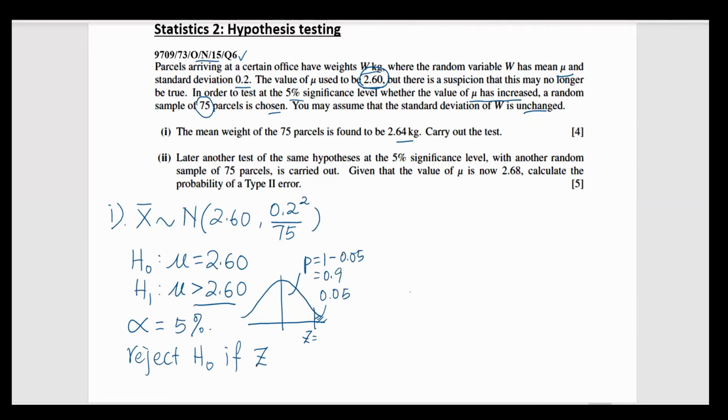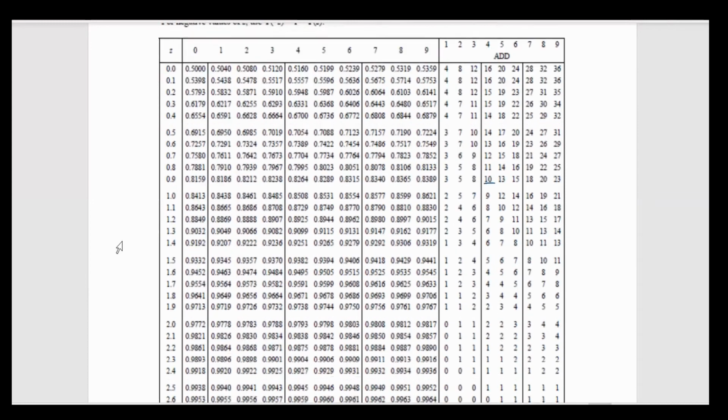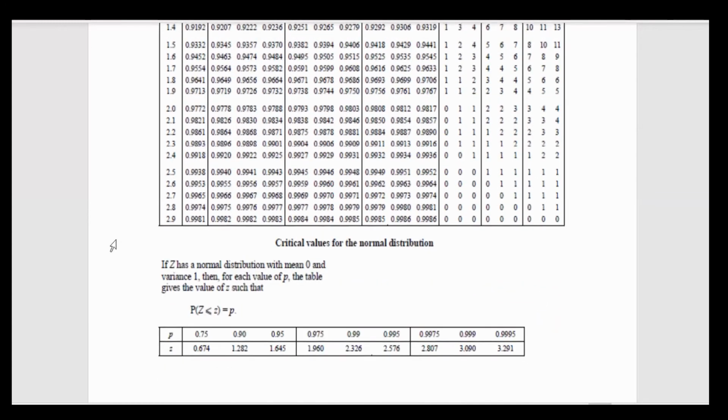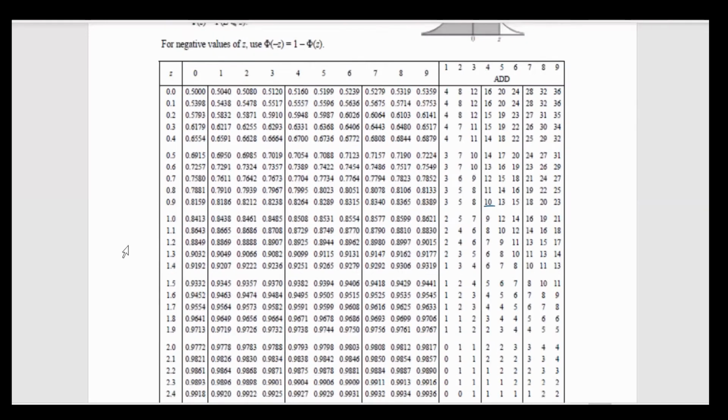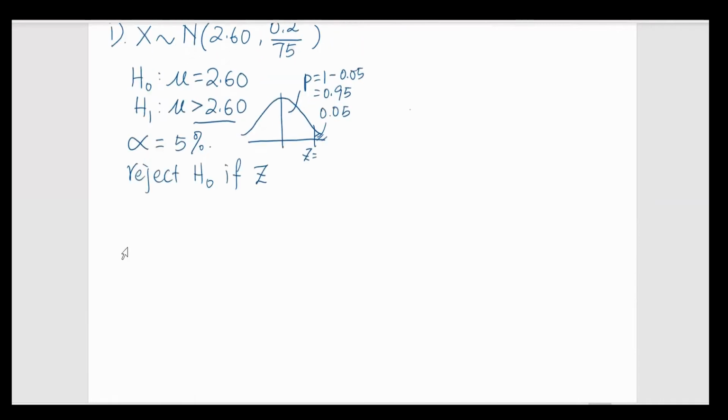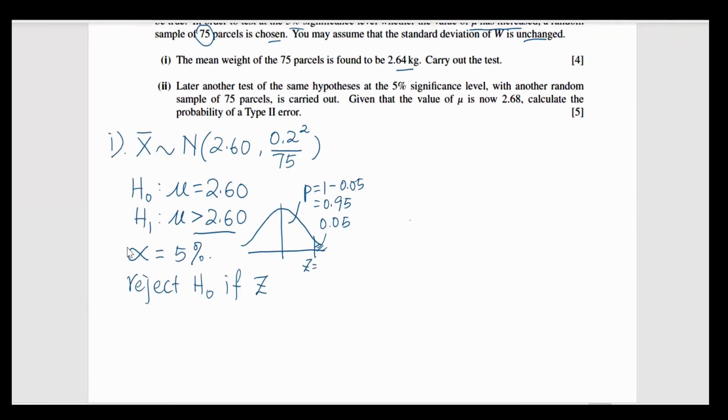So which means when the probability is 0.95, let me scroll down to refer to the table. And you can refer to the smaller table below here. When the probability is 0.95, the z-score is 1.645. Okay, now we use this z-score value. Come back to the question, which means 1.645 is where we will reject H0, when the z-score is greater than 1.645.